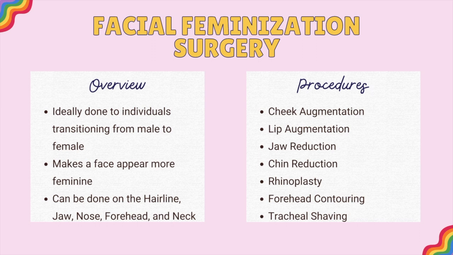Ideally done to individuals transitioning from male to female, this procedure is done in order to make a person's face appear more feminine. Most of these procedures are commonly done to modify the appearance of a person's hairline, jaw, nose, forehead, and neck. Furthermore, the specific surgeries that can be performed include hairline lowering, cheek augmentation, lip augmentation, jaw reduction, chin reduction, rhinoplasty, forehead contouring, and tracheal shaving.